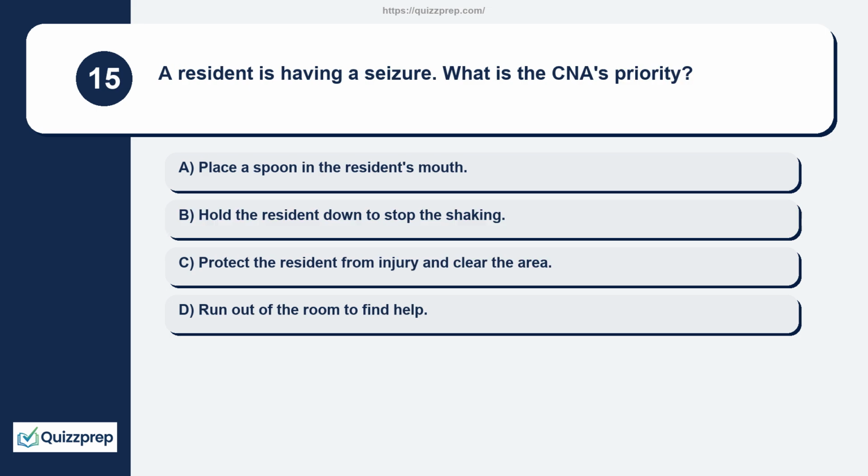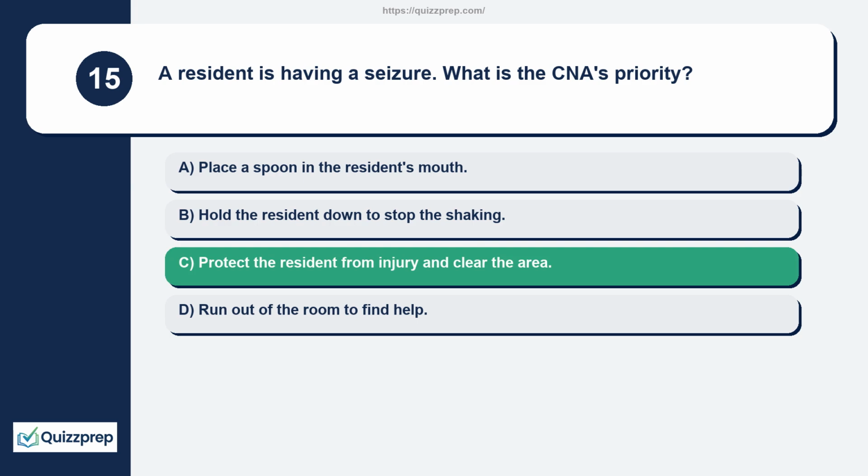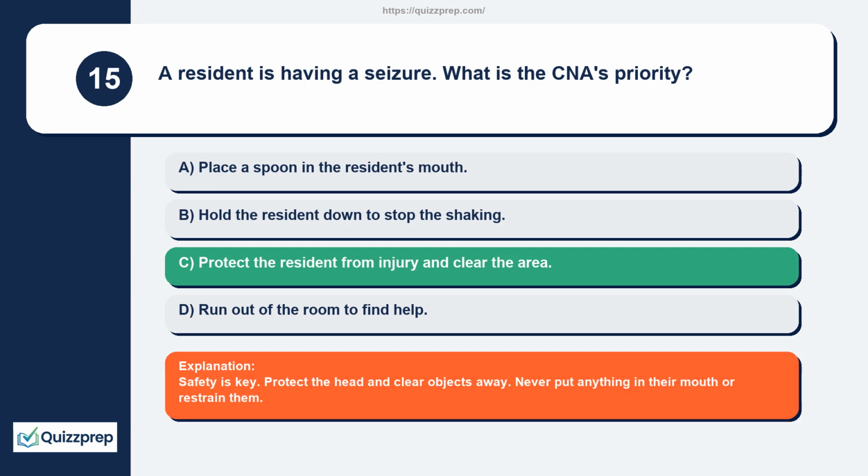Question 15. A resident is having a seizure. What is the CNA's priority? Place a spoon in the resident's mouth, hold the resident down to stop the shaking, protect the resident from injury and clear the area, or run out of the room to find help? Safety is key. Protect the head and clear objects away. Never put anything in their mouth or restrain them.